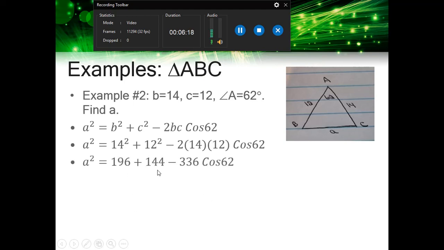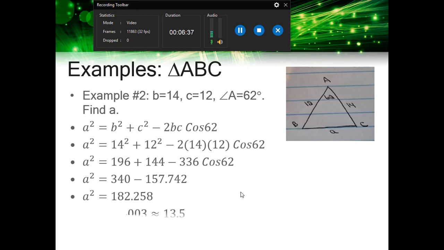So the first 2 values were squared and then multiplied 2 times 14 times 12. So again, I'm going to add 196 and 144, and then I'm also going to multiply 336 times cosine of 62, and we'll subtract those results. And then we'll square root so that we'll solve for A. And again, I rounded it off to the nearest tenths.